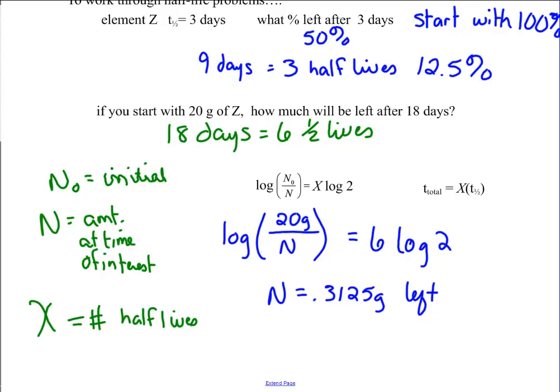And that takes us through chapter 25. The problem set will give you some practice with decay reactions, with binding energy problems, and with half-life problems.